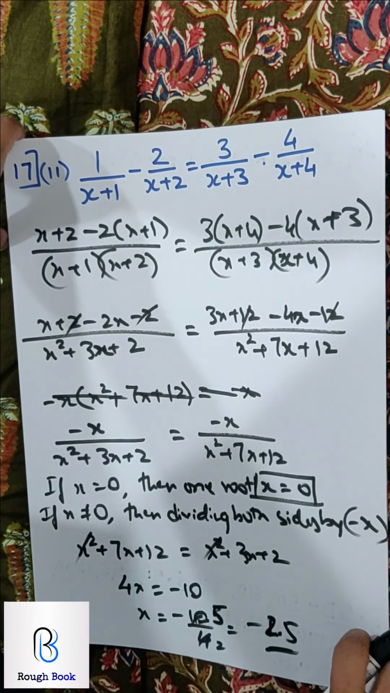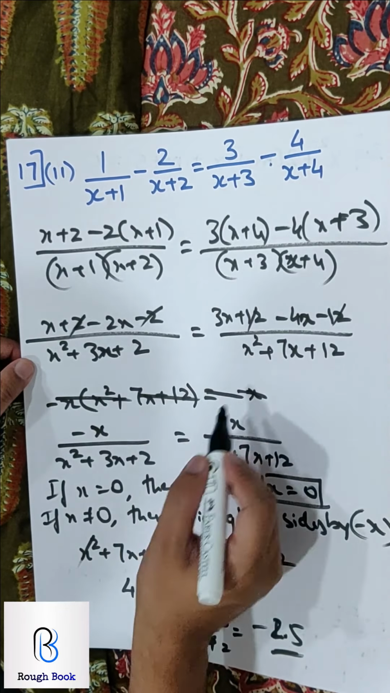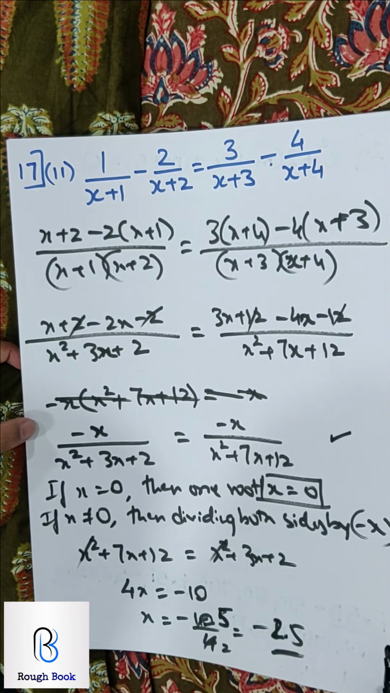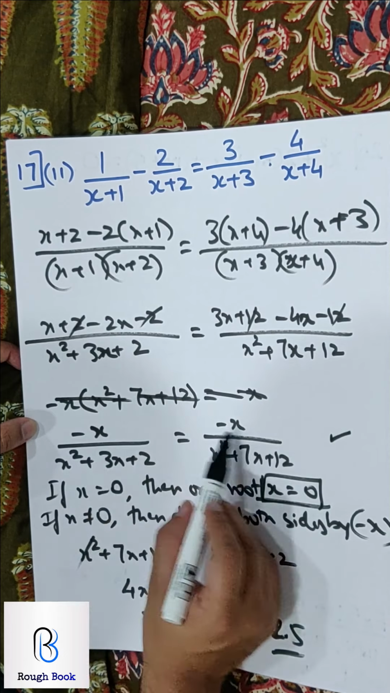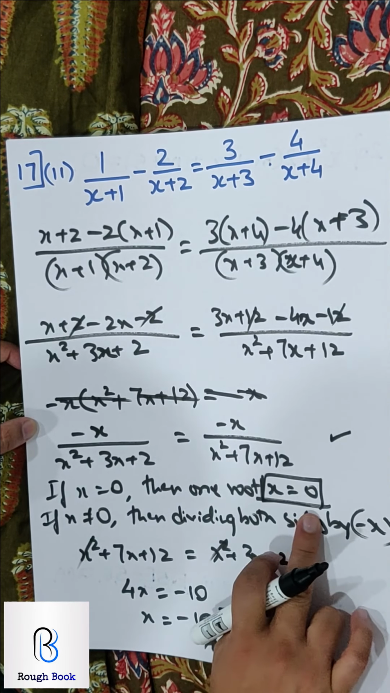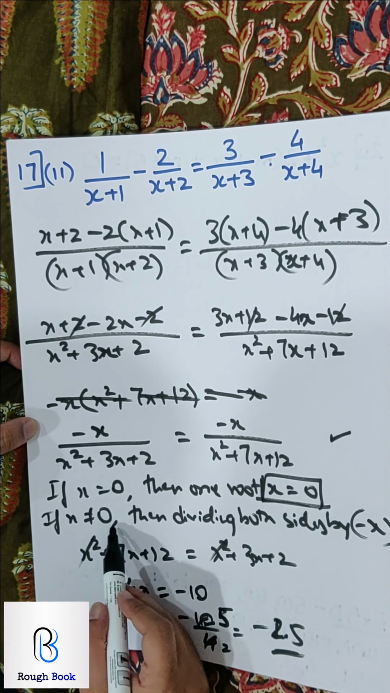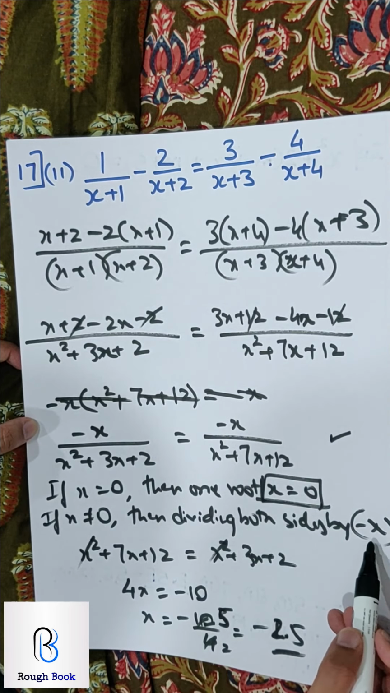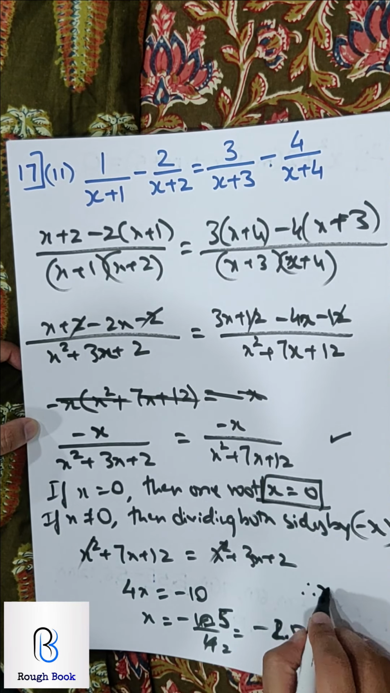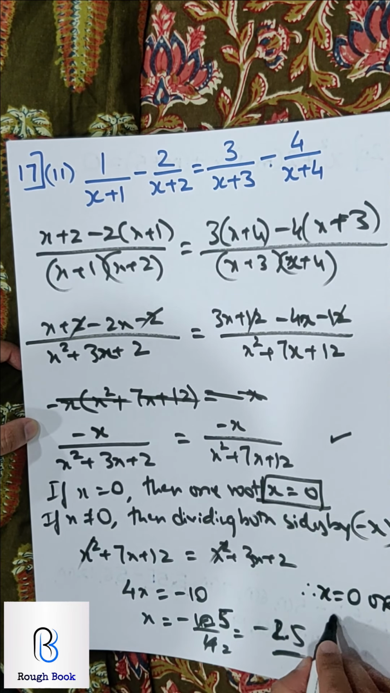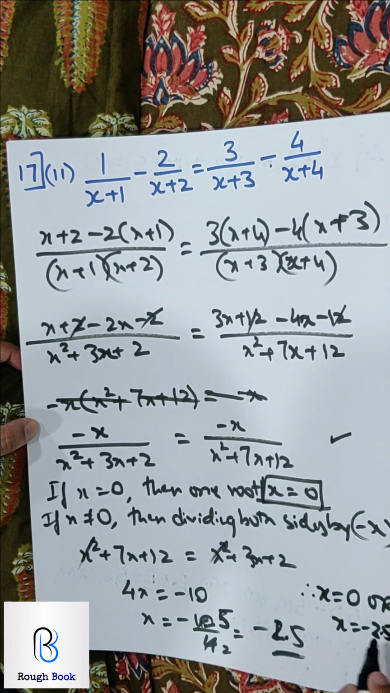It's a good question. See, when you are taking the LCM, till here everyone will be able to manage. After this, one root will be x is equal to 0, because if it is 0, then everything is 0. That's what we have to give the answer. And second, if x is not equal to 0, then divide by minus x. So cross multiply and you reach here. So final answer, therefore x is equal to 0 or x is equal to minus 2.5.